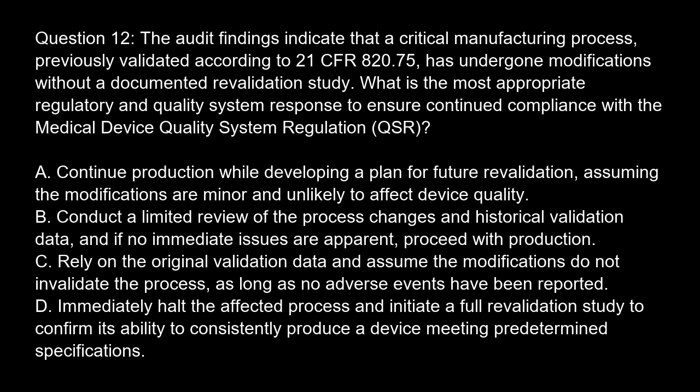Option B. Conduct a limited review of the process changes and historical validation data, and if no immediate issues are apparent, proceed with production. Option C. Rely on the original validation data and assume the modifications do not invalidate the process, as long as no adverse events have been reported. Option D. Immediately halt the affected process and initiate a full revalidation study to confirm its ability to consistently produce a device meeting predetermined specifications.